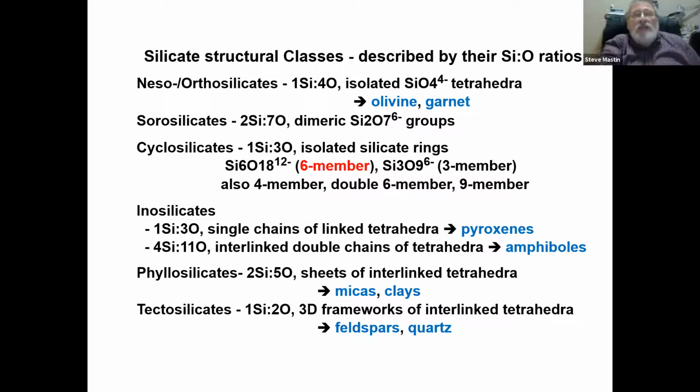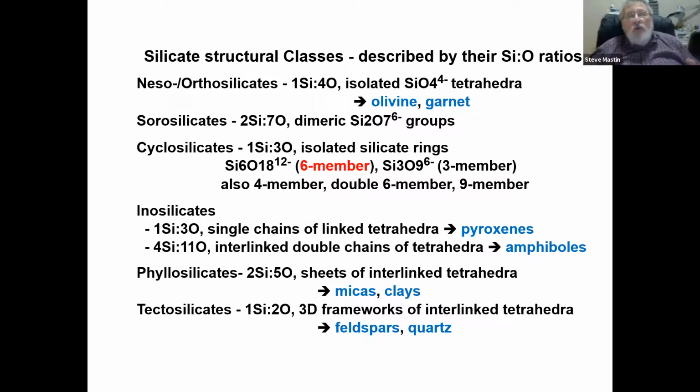And the inosilicates, there's our single chain, which has the pyroxenes, and the interlinked chain is the amphiboles. And then you've got the sheets, which are the micas and the clays. And at the bottom, you've got the 3D frameworks, which are the feldspars and the quartzes. And right in the middle of all of that, you've got cyclosilicates.